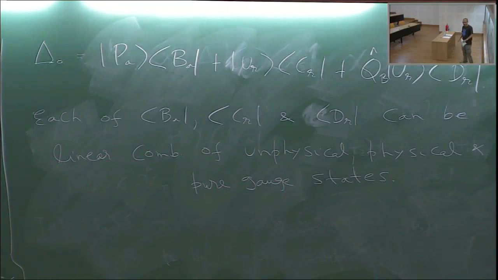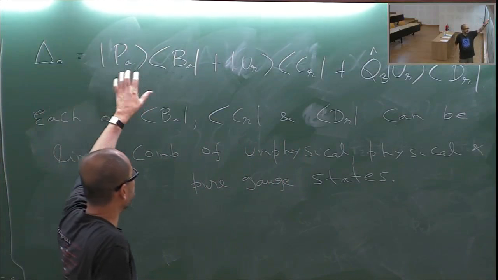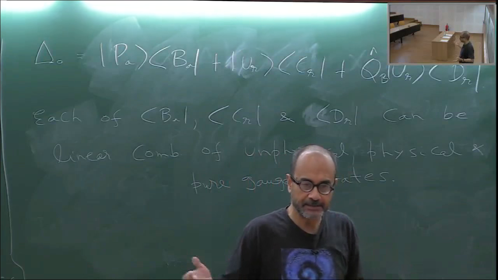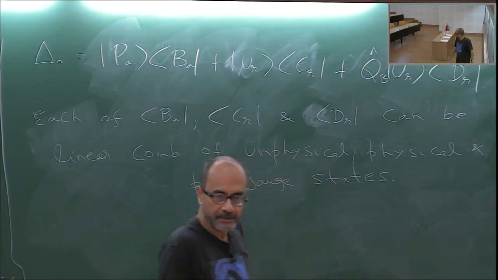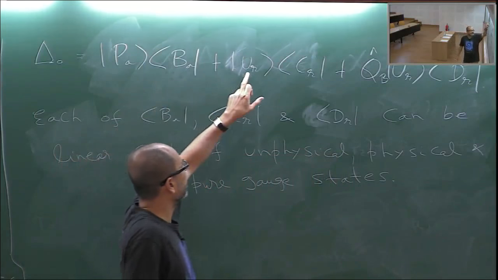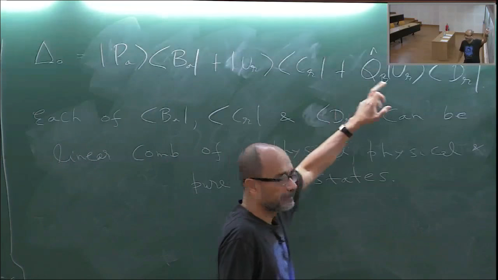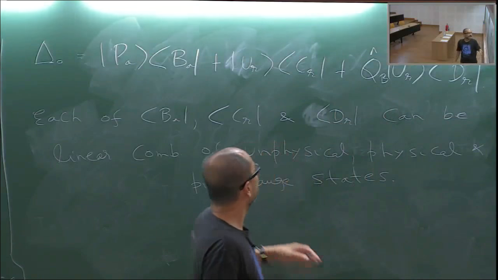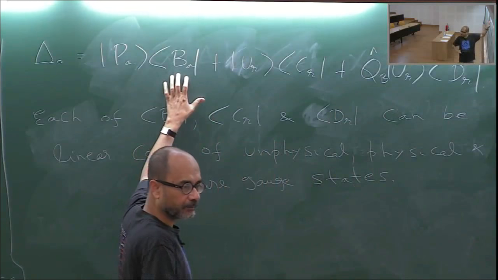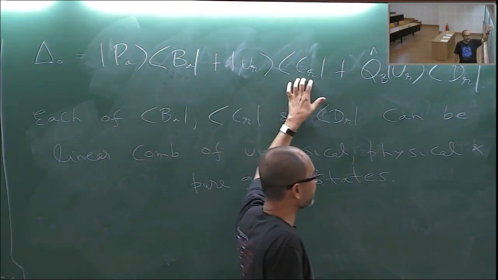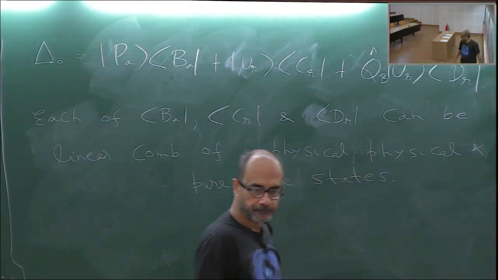Because so far I have not done anything on the right hand side. I have just classified these. The classification on the right hand side of course is also the same because they satisfy the same conditions. But it's not that physical is paired with physical, this is paired with unphysical and this is paired with pure gauge. There is no reason to believe that that is the case. So in general, this can be any linear combination of the three classes of states, this can be any linear combination of three classes of states, and so can this be.